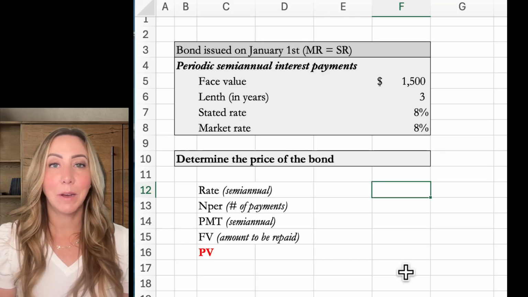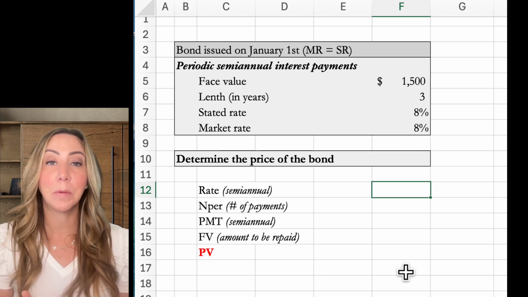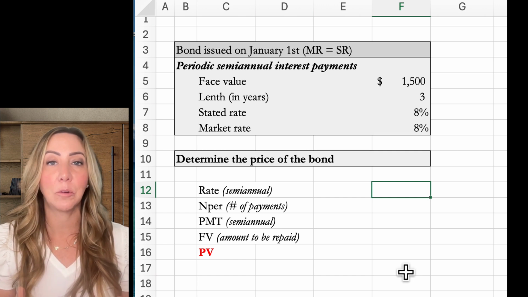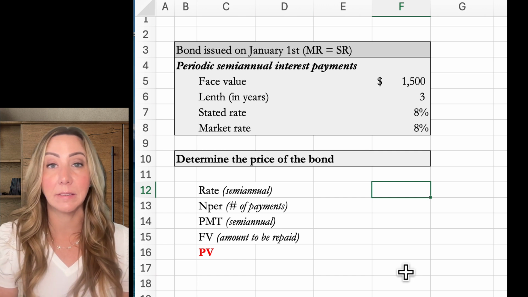Now let's look at the same bond, except different circumstances. The only thing we're changing is the market rate. So now the market rate is 8%. It's the same exact rate as the one that's stated on our bond. And let's see what happens.